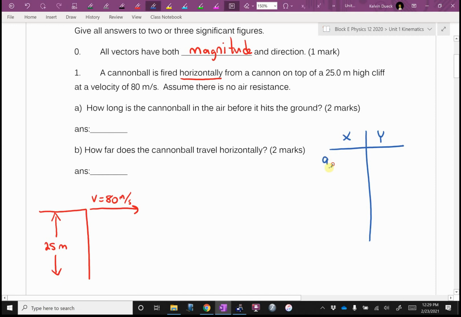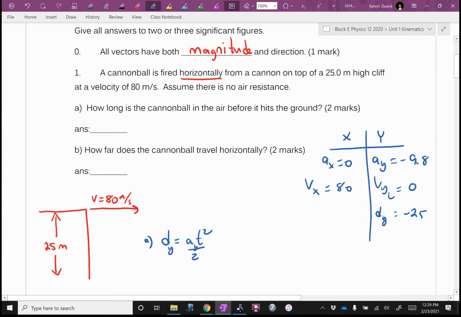Horizontal, vertical. I know ax is 0. I know ay equals negative 9.8. I know vx is 80. I know vy initial is 0 because it's horizontally from a cliff. And I know that dy is negative 25. I'm going to solve for time vertically. I'm going to use d equals at squared over 2 as long as those are both vertical. Since vi is 0, gone.